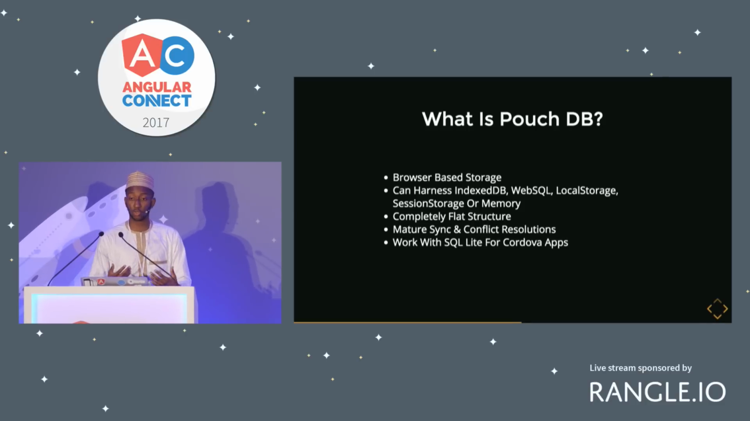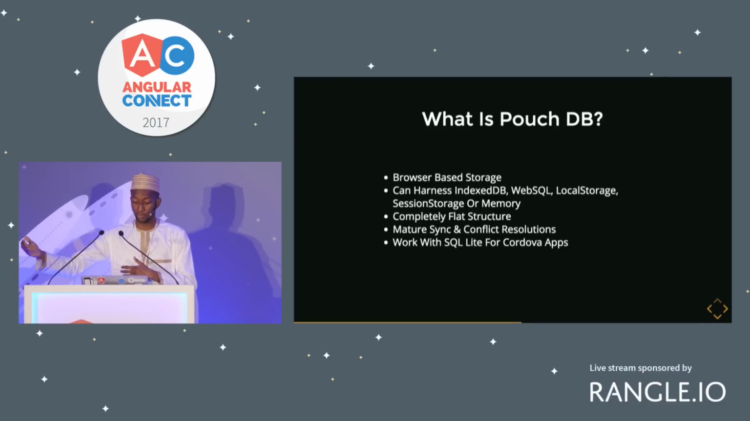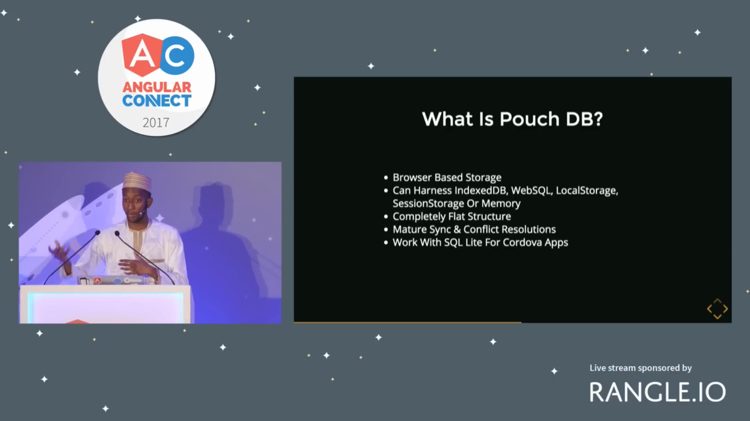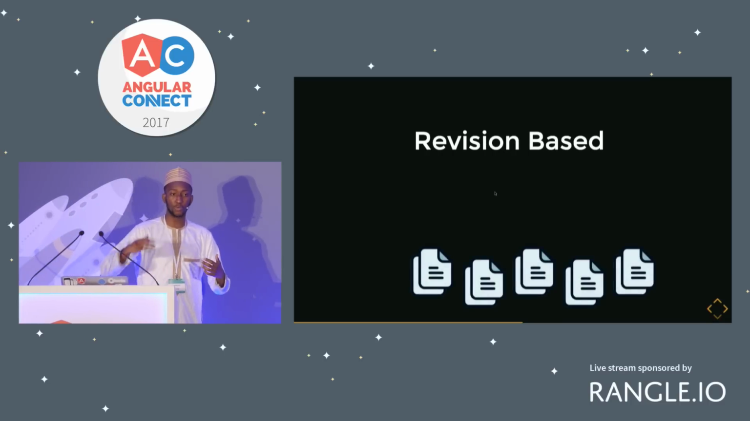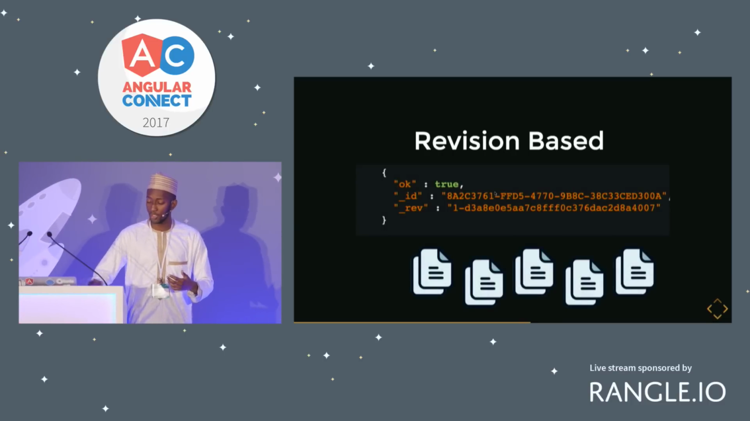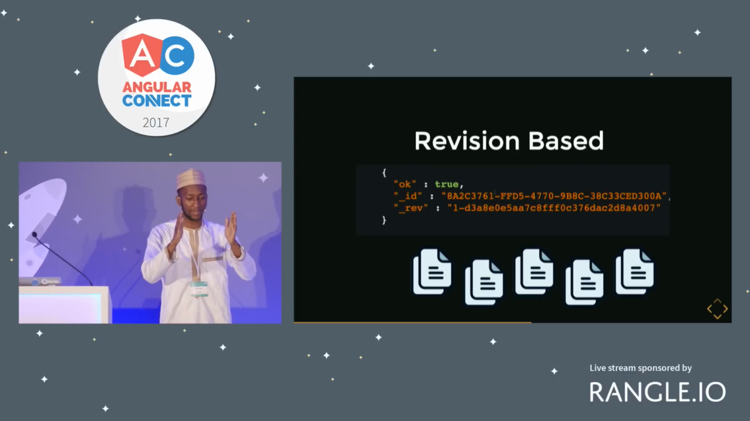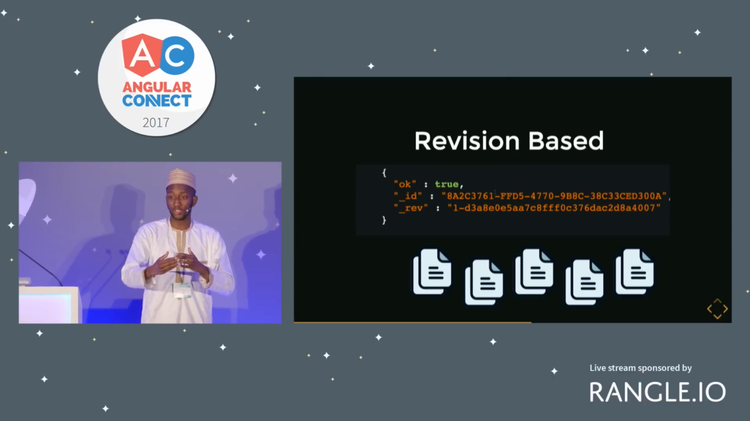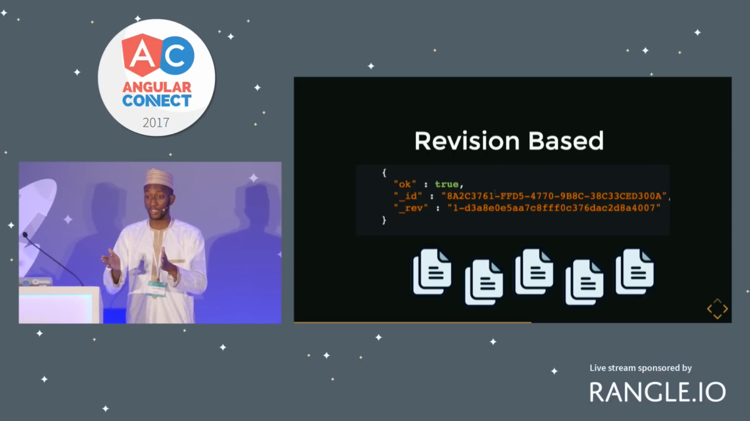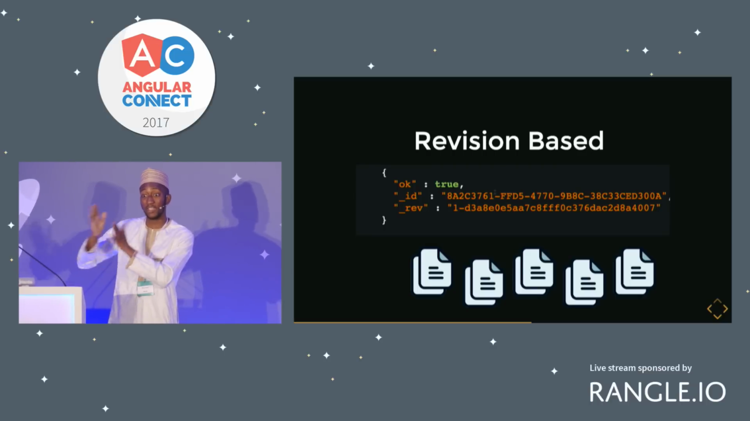So if you're working on a Cordova application, you can actually extend it with SQLite so that PouchDB will work with your native Cordova side of things. It's also revision-based, so everything you post on PouchDB is a revision. So every document, if I have my user profile, for example, when I make a change to that user profile, a new revision gets created. So you're always having access to the latest revision.